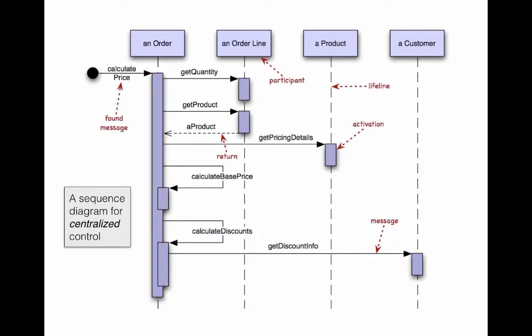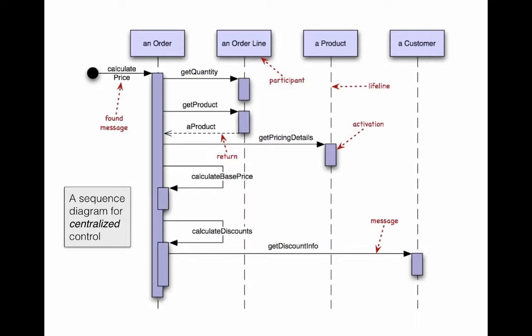Working your way from top to bottom, you can see that the first method call that calculate price calls is the method getQuantity in the order line object. That means that the order line class implements the getQuantity method. When you have a descriptive method name like getQuantity, you can assume that it does what it says. In this case, it returns the quantity to the calculate price method.